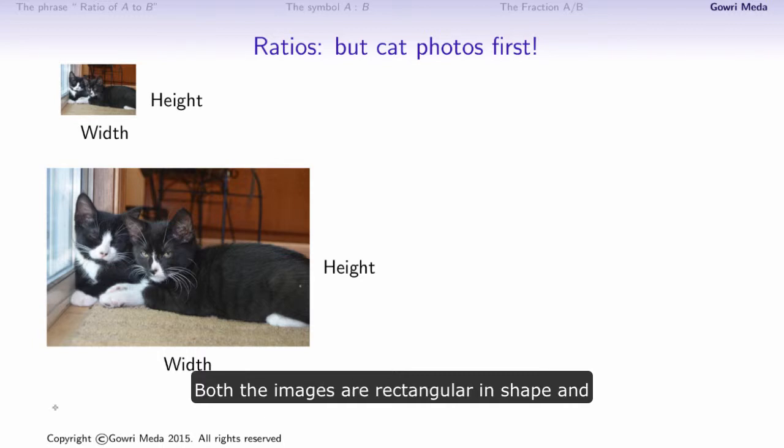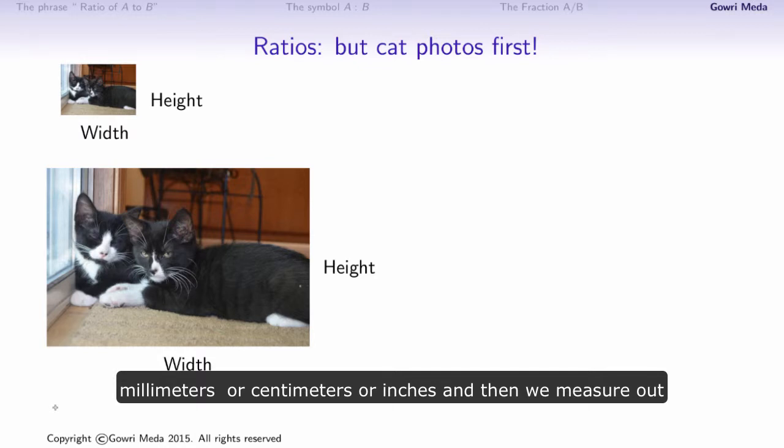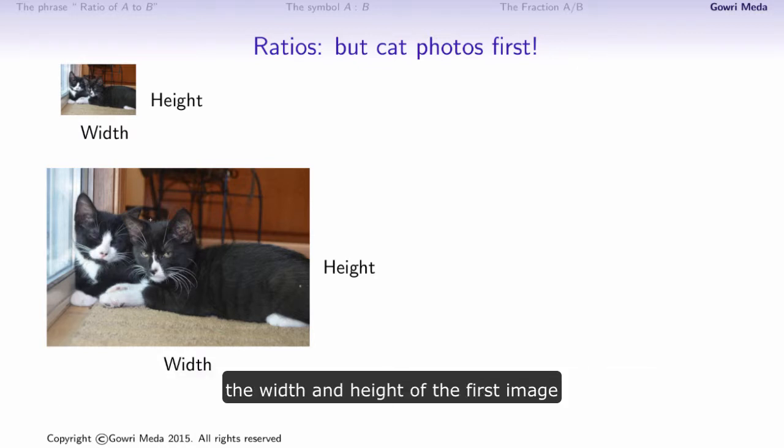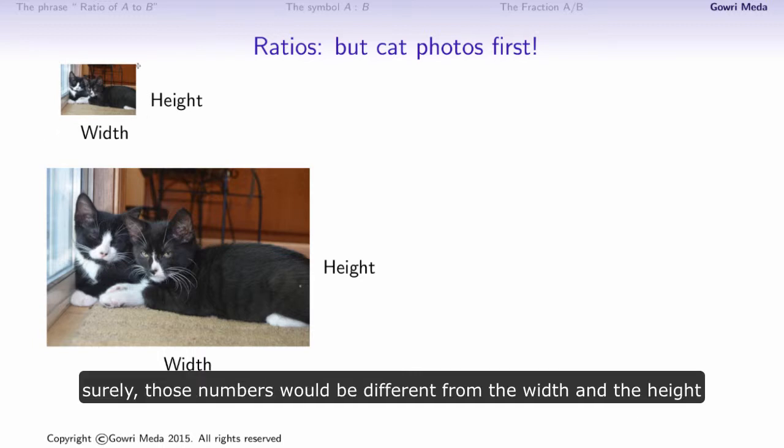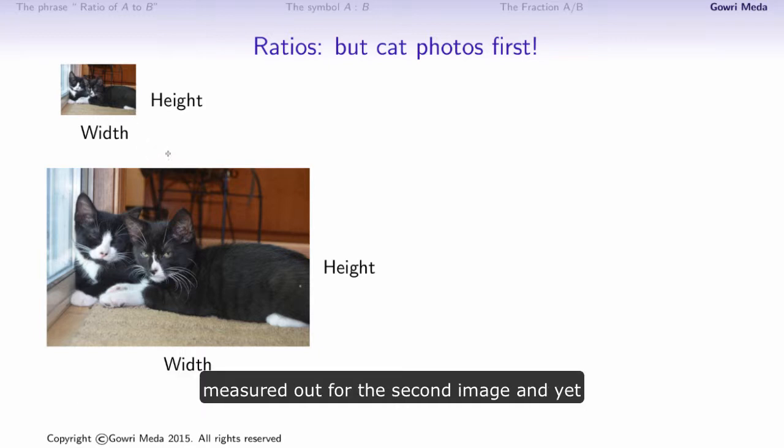Both the images are rectangular in shape, and if we pick a unit of length, such as millimeters or centimeters or inches, and then we measure out the width and height of the first image, surely those numbers will be different from the width and height measured out for the second image. And yet, there's a relationship between the height and width.